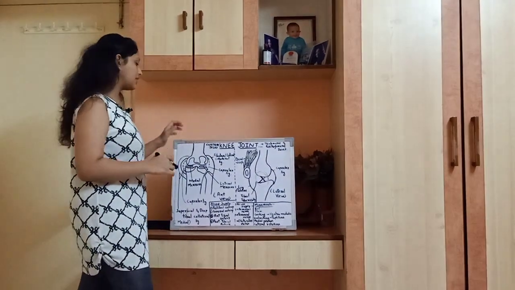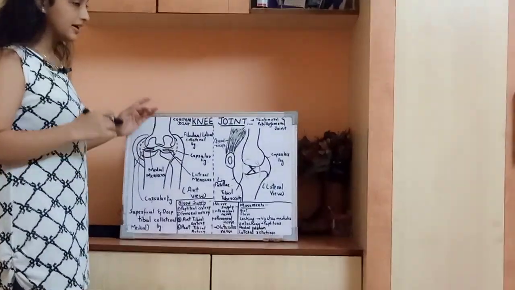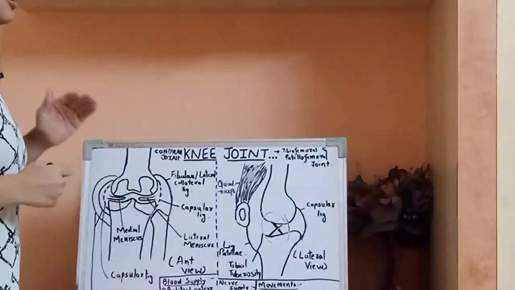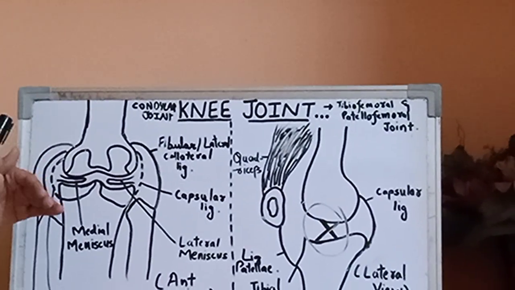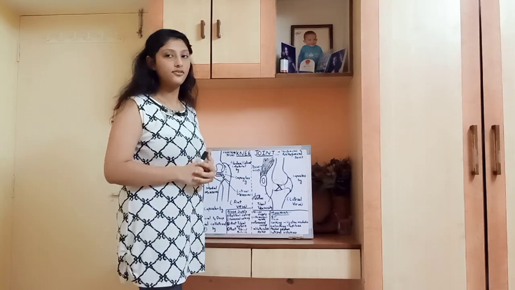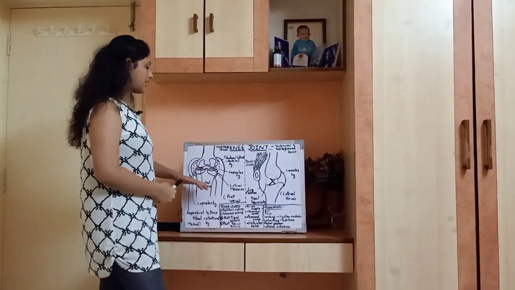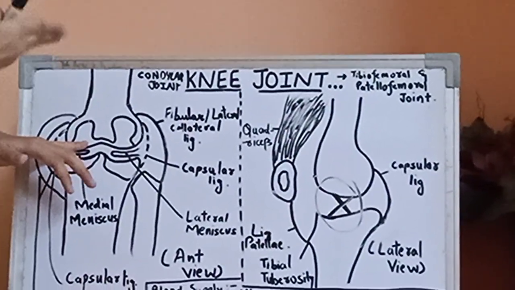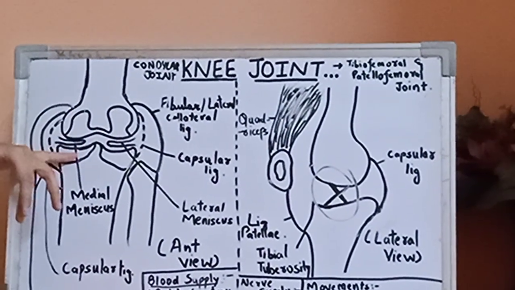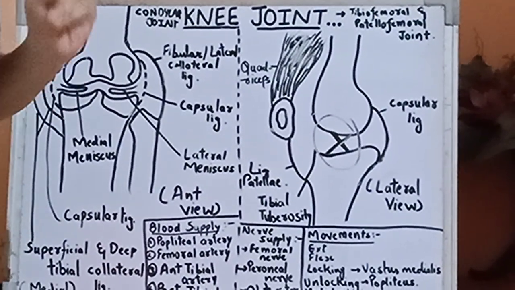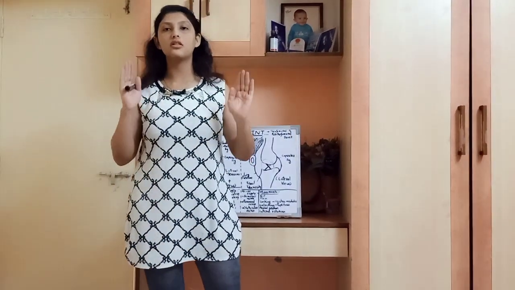One is the tibiofemoral joint. In that, the proximal articulating surface is formed by the distal condyles of the femur, and the distal articulating surface of the tibiofemoral joint is formed by the proximal condyles of the tibia, right? So this is the proximal articular surface in the femur, and this is the distal articular surface. These two together form the tibiofemoral joint. It is a condylar or hinge variety of synovial joint.